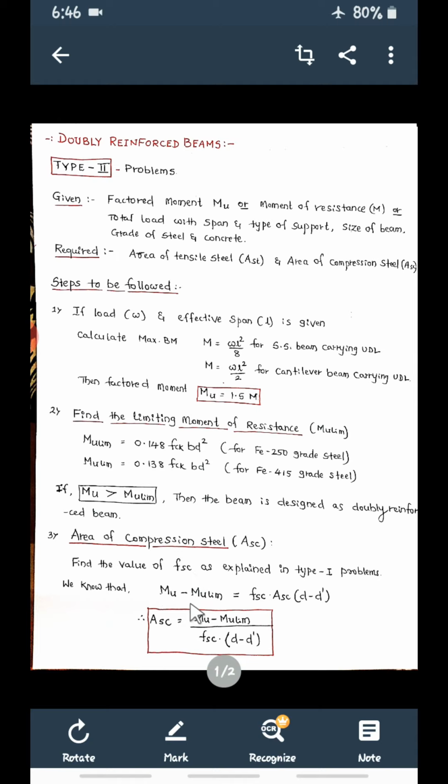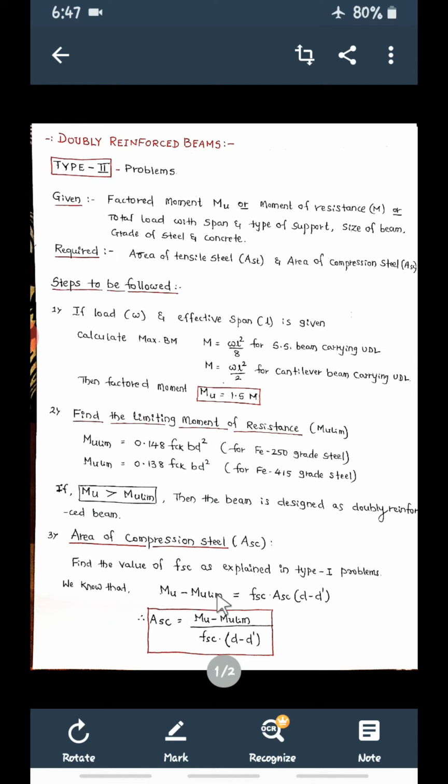Then we know the total moment. So Mu minus Mu limit. Mu is the total moment of the doubly reinforced beam. Mu limit is nothing but Mu1, and there will be Mu2. So Mu minus Mu limit, meaning total moment minus Mu limit, what will it give? Mu2. So total moment minus Mu limit is nothing but Mu2.